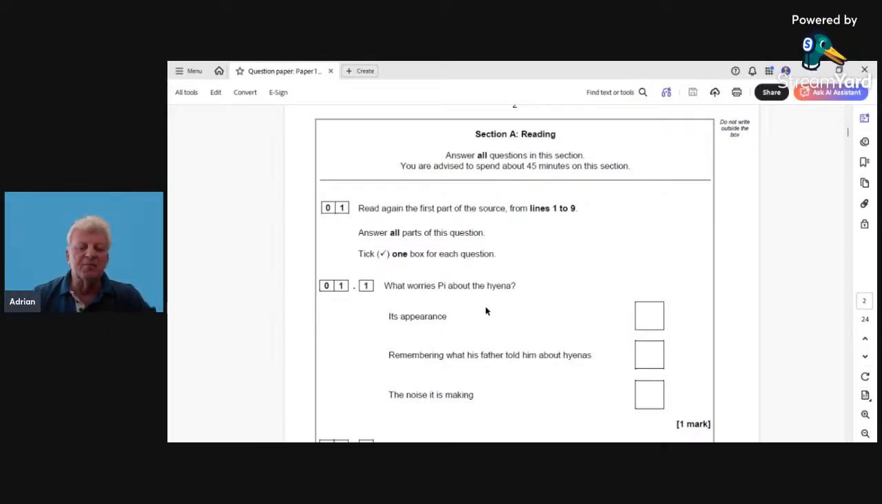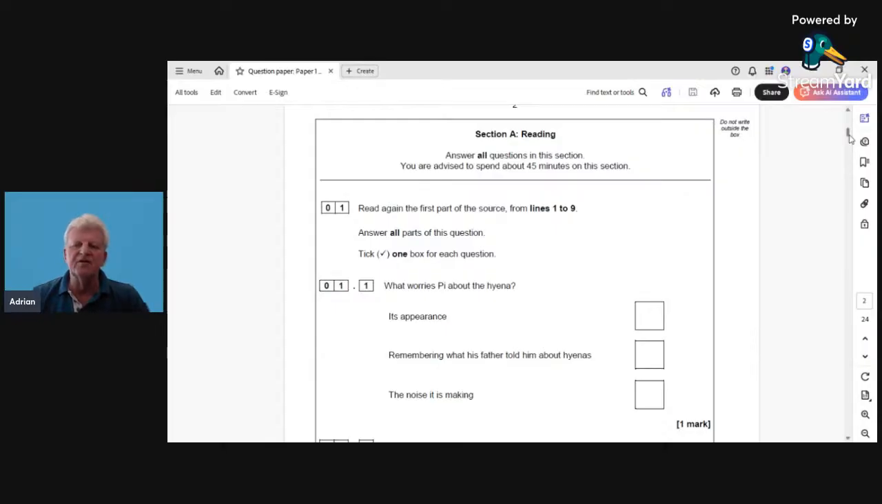So what worries Pi about the hyena? And then you've got the 3 elements there. Its appearance, remembering what his father told him about hyenas, the noise it is making. Now, each of these actual statements are plausible. So it's getting you to think and it's suggesting what the right idea is. But what it's really telling you is that if you haven't read those lines 1 to 9 well, then you're not going to answer these questions, even though it's only a 4-mark question. So this one is about you being suggested 3 choices, you have to make the right choice. That is quite a skill.